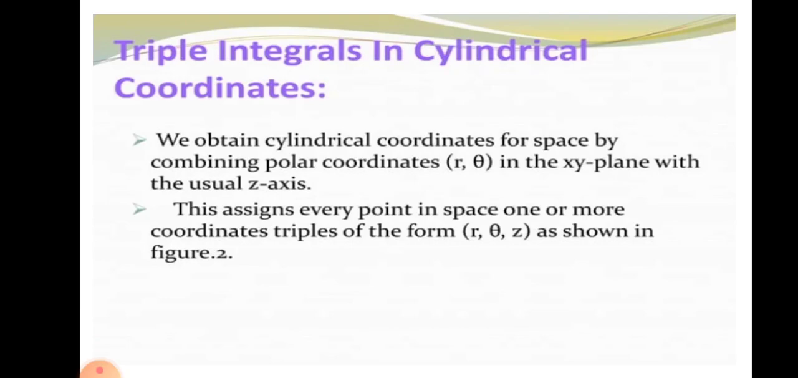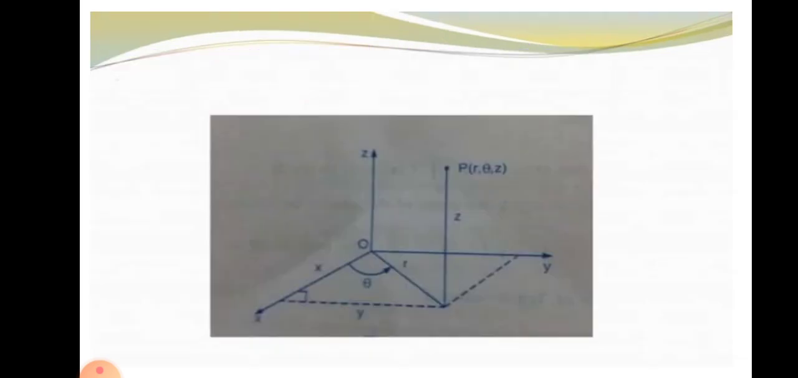For today, we will discuss triple integrals in cylindrical coordinates. In this, we obtain cylindrical coordinates for space by combining polar coordinates r and theta in the xy plane with the usual z-axis. This assigns every point in space one or more coordinate triples of the form (r, theta, z), as shown in figure 2.